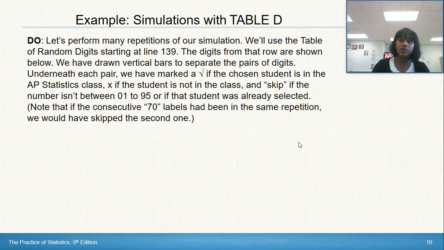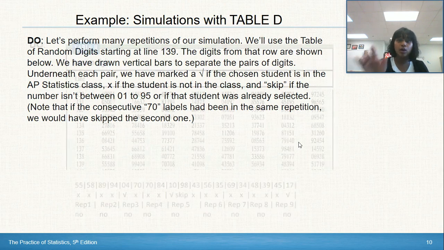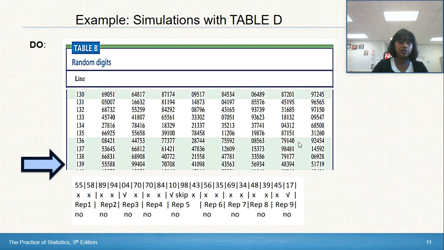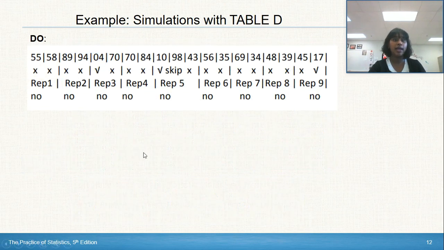So I'm looking at line 139. The digits are shown below, and that's what this is right here. There's line 139. And this is what we're going to eventually do, is separate them out. I was just giving you a preview of both what it looks like in your table and what it's going to look like in our experiment. So here, this is line 139, but I've split them into 2-digit numbers because that's what we're using. 01 through 95 are 2-digit numbers. So here, 55 and 58. This is repetition 1. No, because none of those are our AP Statistics students.